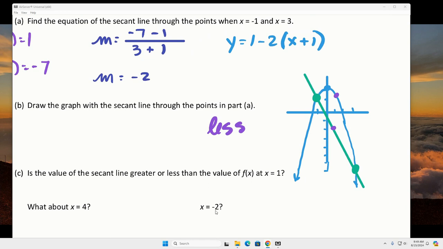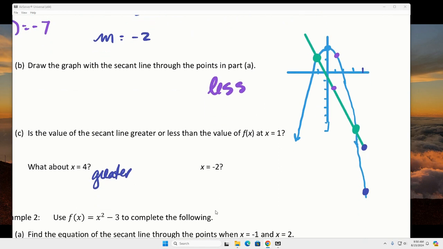All right. And then we're going to answer a couple more questions. So what about x equals 4? So x is 4, 1 over from 3. And so on my secant line, it'd be about right there. I would need to continue this one down pretty far, but it would be about right there. So is the secant line greater than or less than at 4? Greater, because the point is above the point on the original parabola.